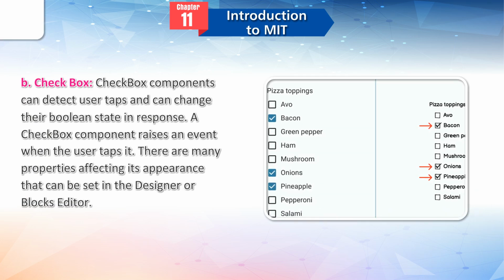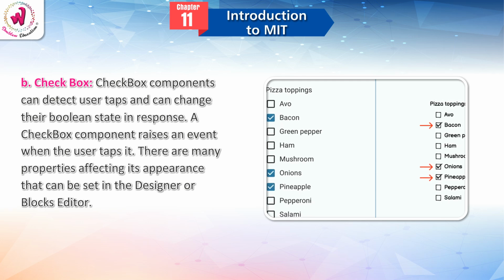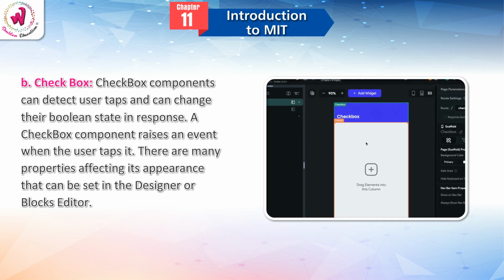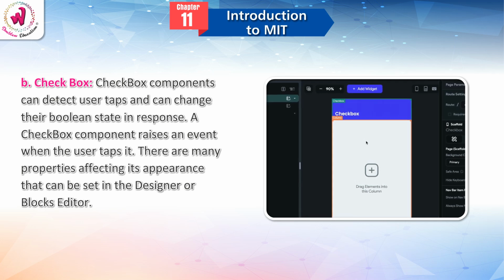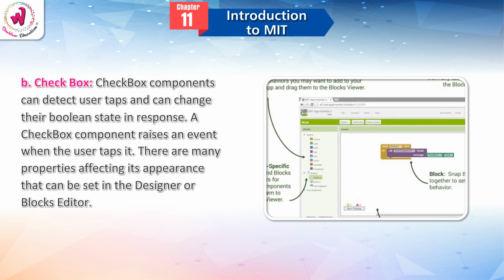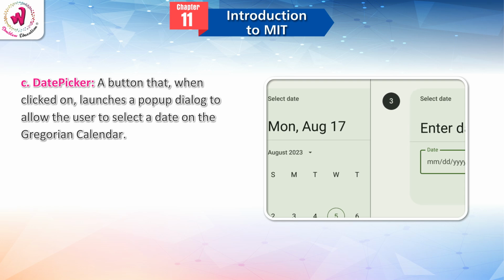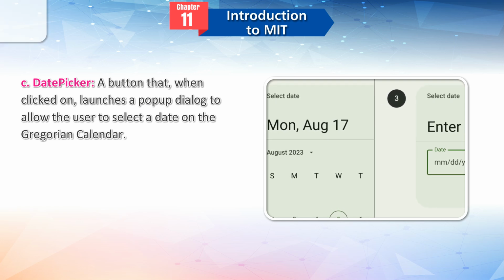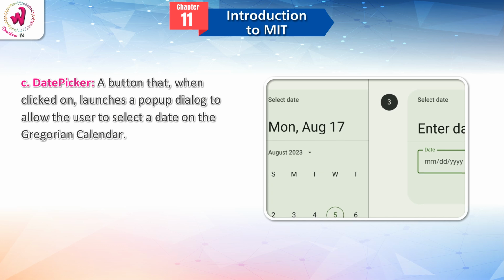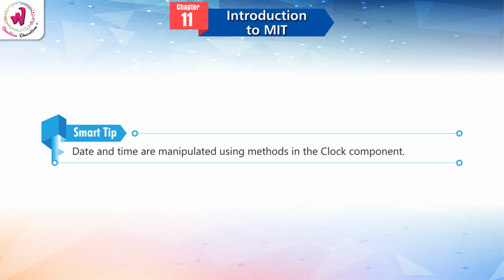B. Checkbox. Checkbox components can detect user taps and can change their Boolean state in response. A checkbox component raises an event when the user taps it. There are many properties affecting its appearance that can be set in the designer or blocks editor. C. Date Picker, a button that, when clicked on, launches a pop-up dialog to allow the users to select a date on the Gregorian calendar. Smart tip. Date and time are manipulated using methods in the clock component.